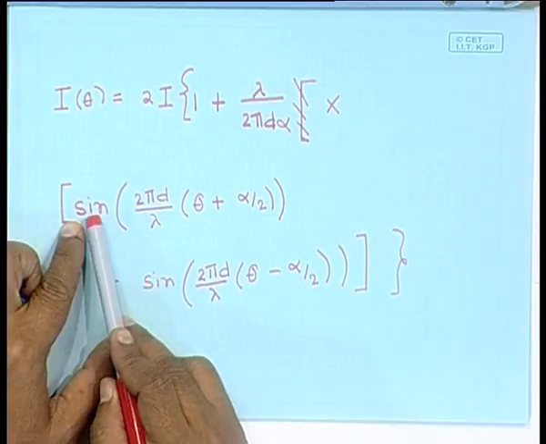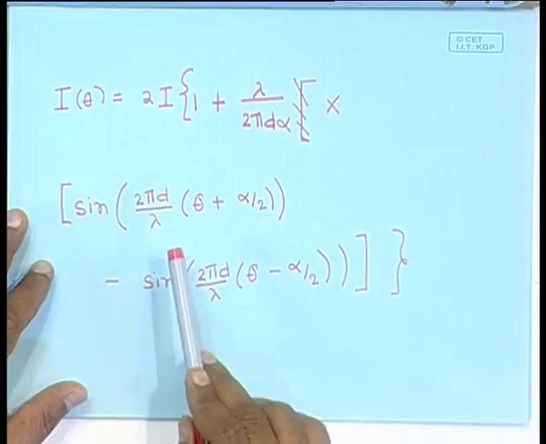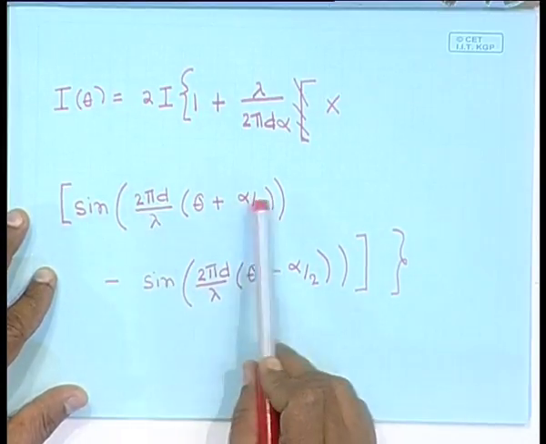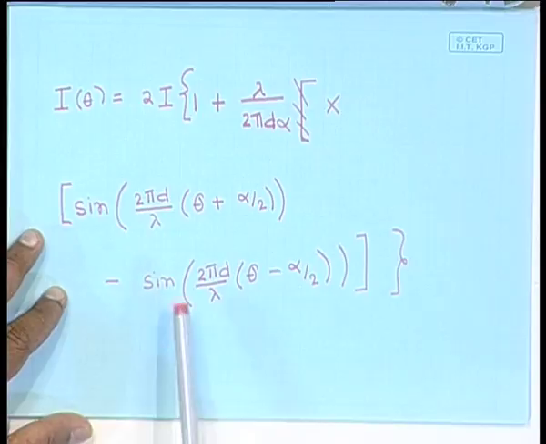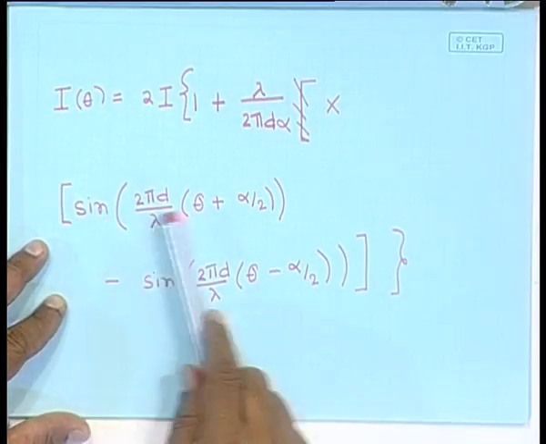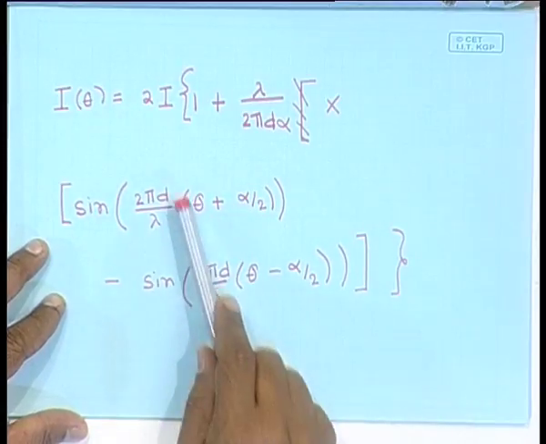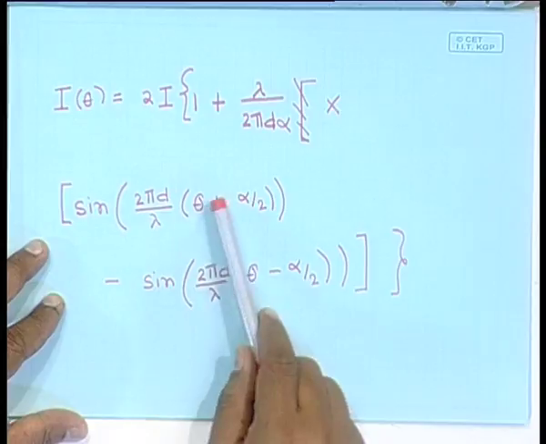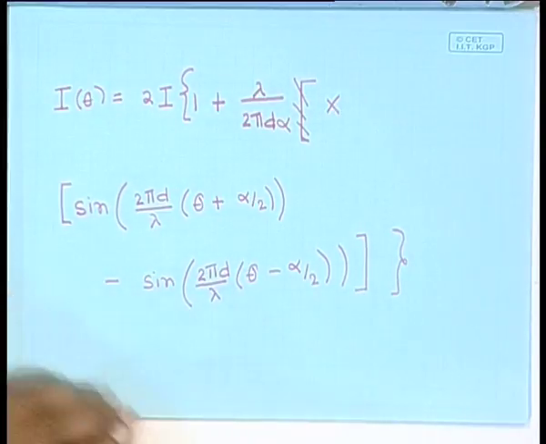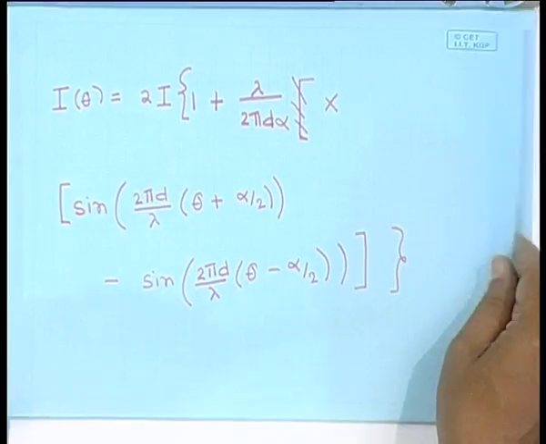Look at this sine term, this is sine (A plus B). Sine (A plus B) is sine A cos B plus cos A sine B, and this term over here is sine (A minus B). So, if I combine these two terms, then one of the terms cancels out, and let me straight away write down what we are left with.